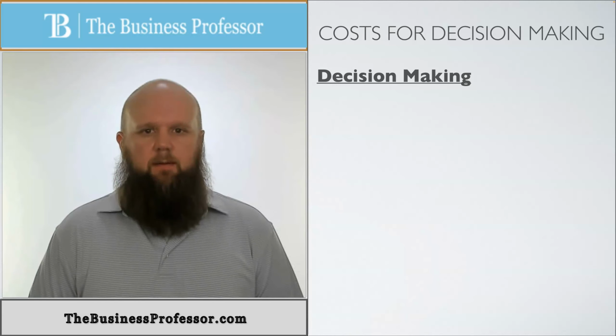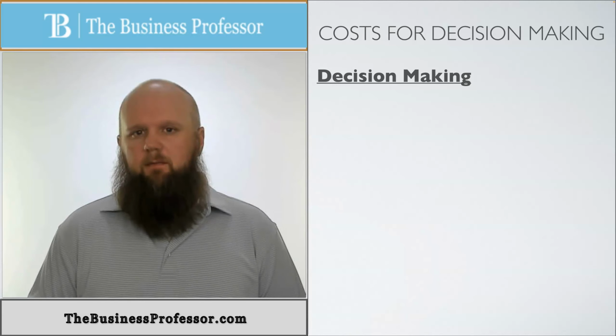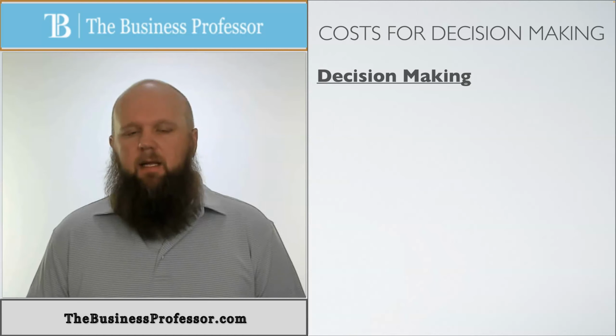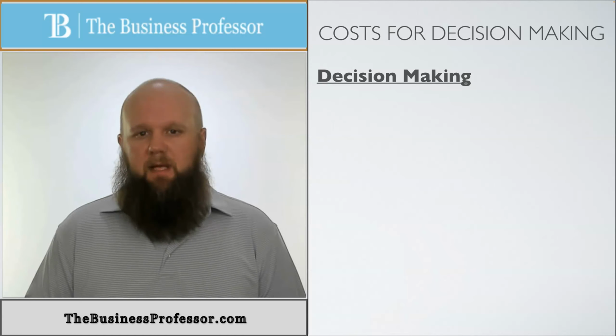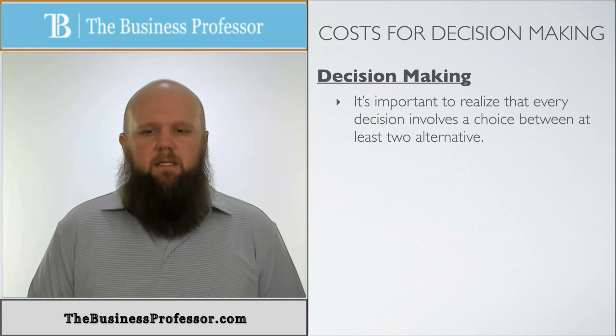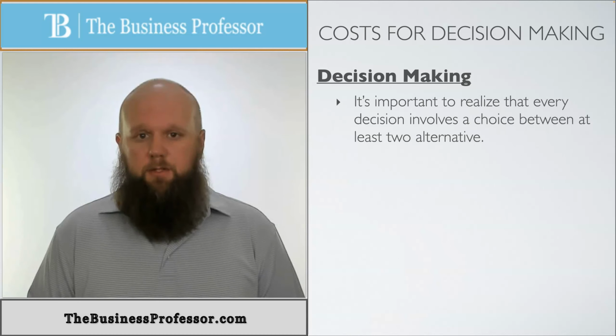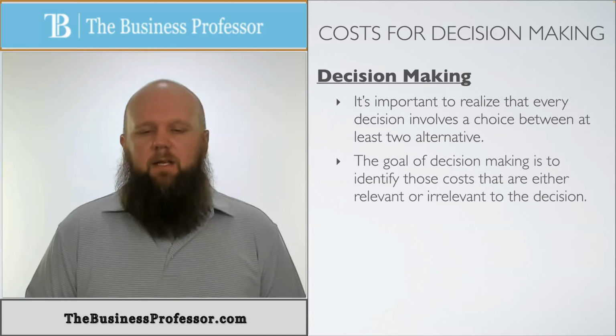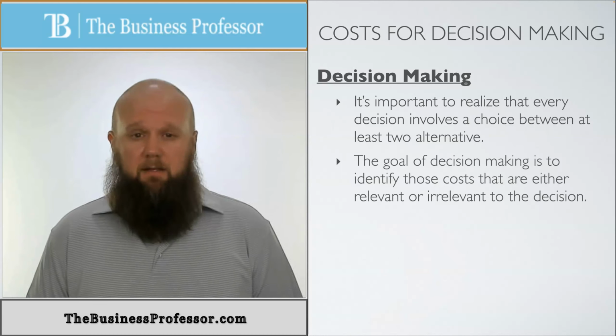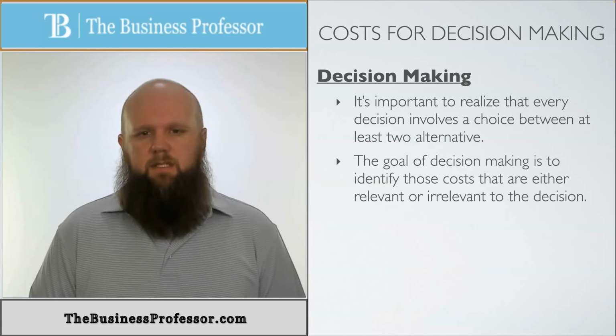Cost for decision making. Now, this is not A versus B. This is just different costs that managers need to be aware of when it comes to decision making. So let's refer back to what decision making is. It's important to realize that every decision involves a choice between at least two alternatives. Most of the stuff we do in our lives is dealing with at least one of two alternatives. Now, the goal of decision making is to identify those costs that are either relevant or irrelevant to the decision.